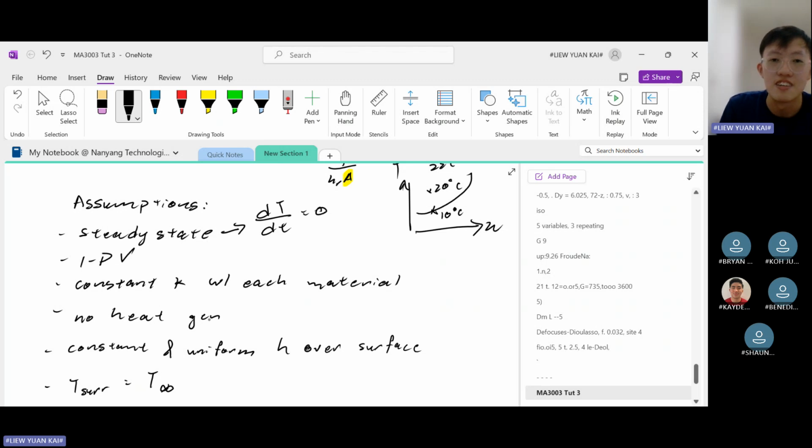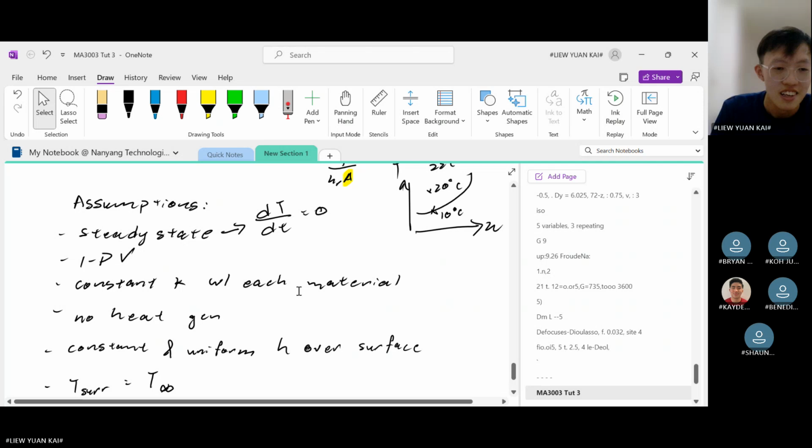How do I know there's no heat generation? Because they never said so. If there is heat generation, they will tell you. So don't worry about that. If there's heat generation, they will tell you.